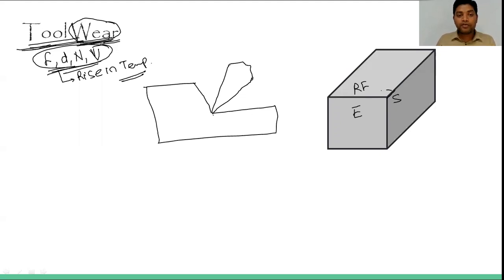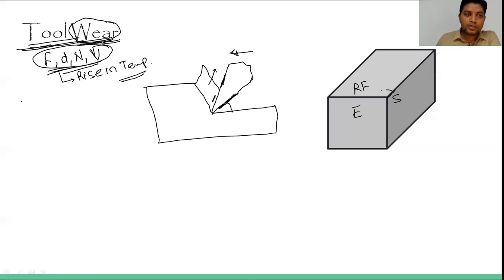If we are moving towards this side, the chip is coming out like this. This is the rake surface, and this is the clearance face or flank face. There is one more term as well: this is the clearance angle and this is the rake angle. So this chip is coming out over the rake face, and when it comes out over this rake surface, it will basically travel along it.